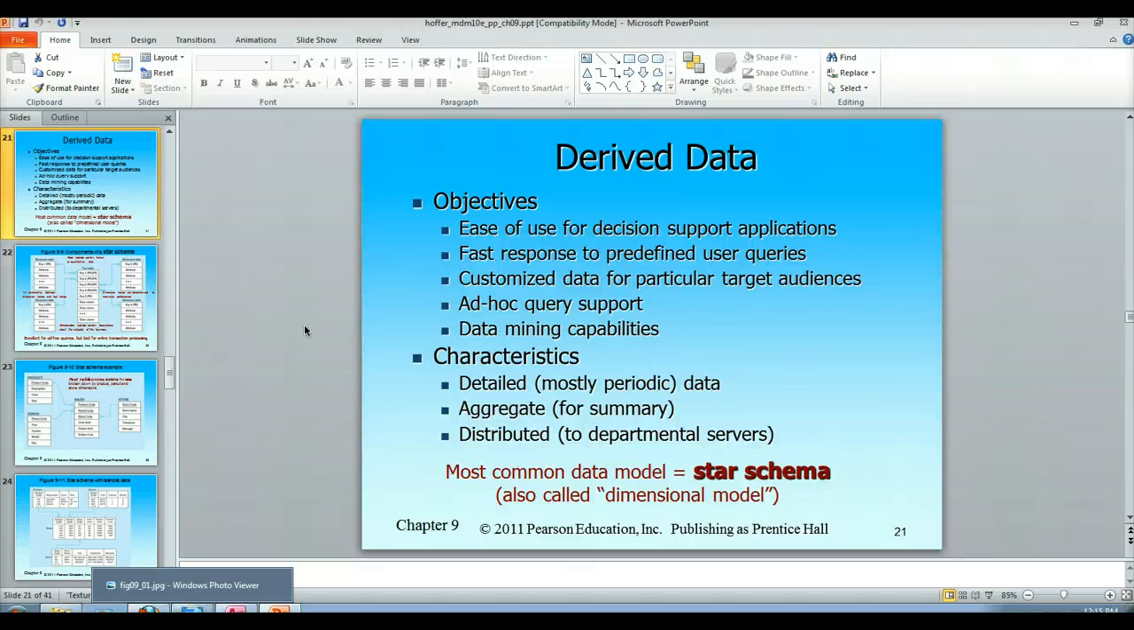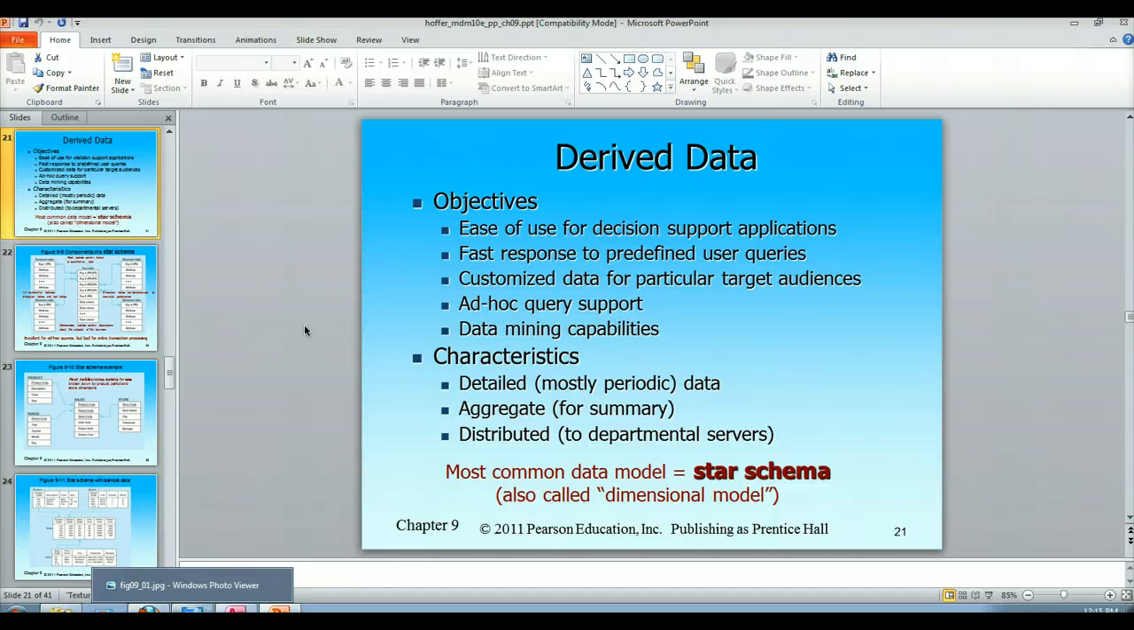So the characteristics of derived data, we've got detailed, which is mostly periodic data, right? So there's our ODS, our operational data store. We've aggregated a lot of the information in the data warehouse for our summary reports, and it's distributed. So it either goes out to departmental servers as, talking about their data marts.